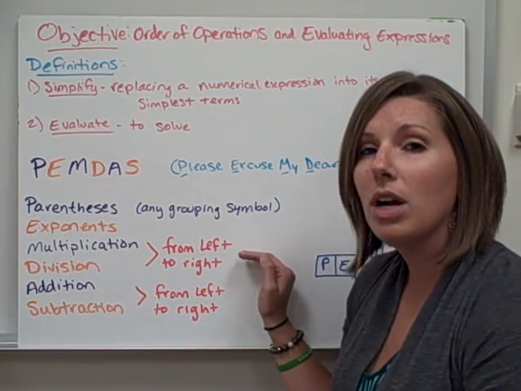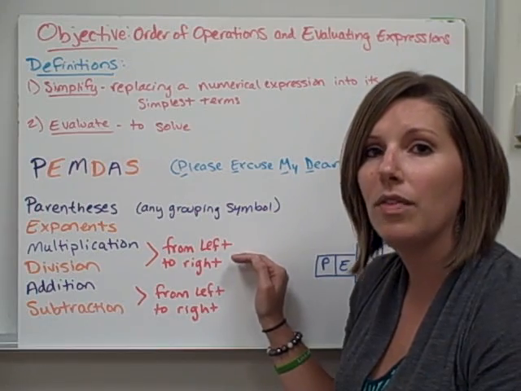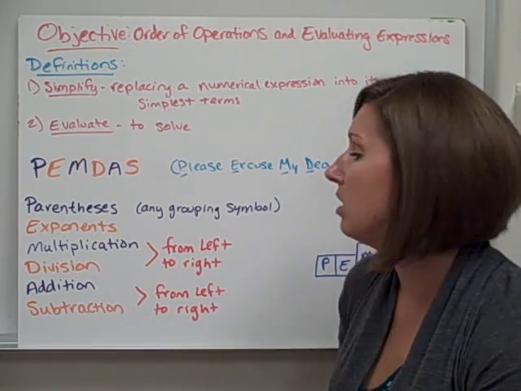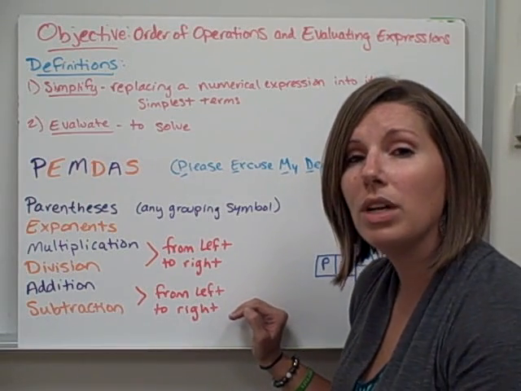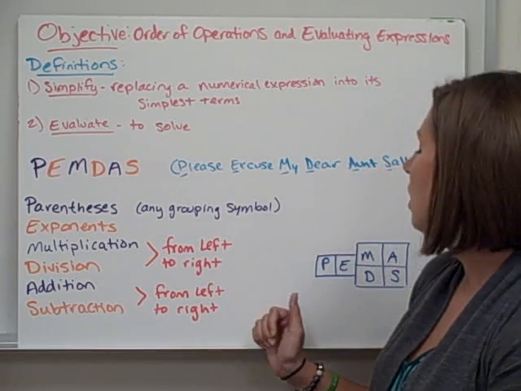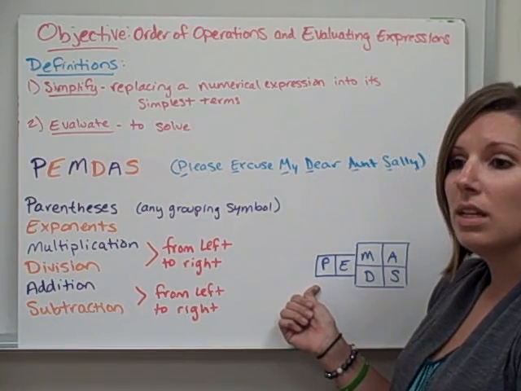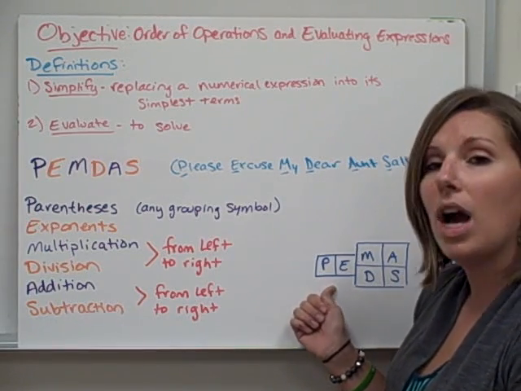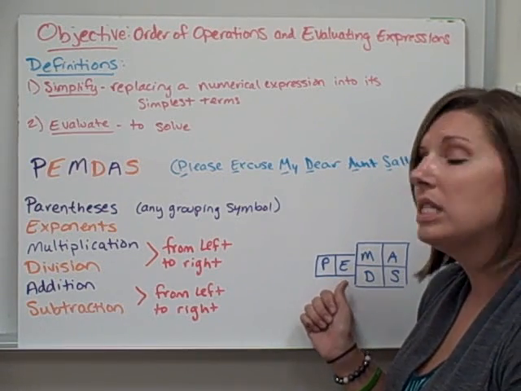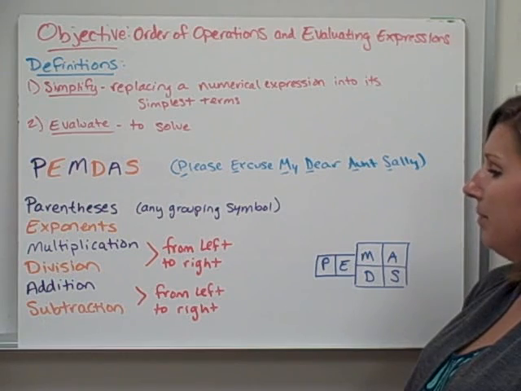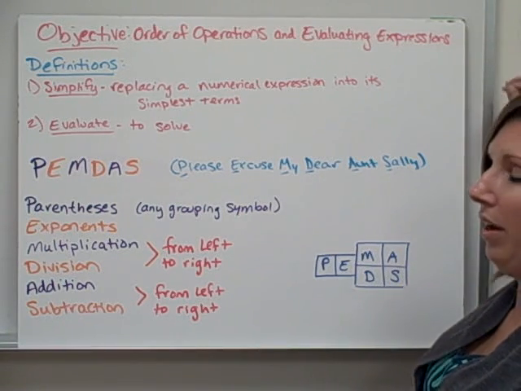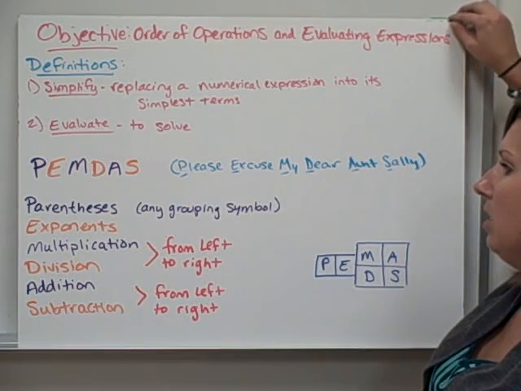We're going to do whatever comes first from the left to the right. Those are of equal priority. And then addition and subtraction come next. Again, doing whatever comes first from the left to the right, those are equal priority to us. Many of you will see this, and it's kind of like hopscotch. You've got the parentheses first, then your exponents, then multiplication and division, whatever comes first from the left to the right, and addition and subtraction, whatever comes first from the left to the right.